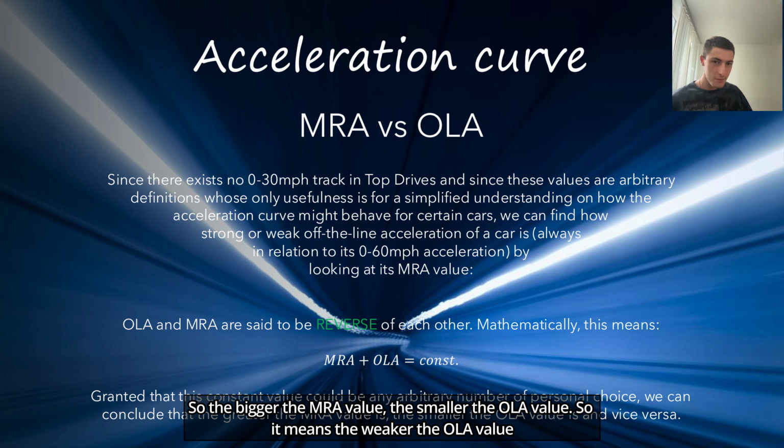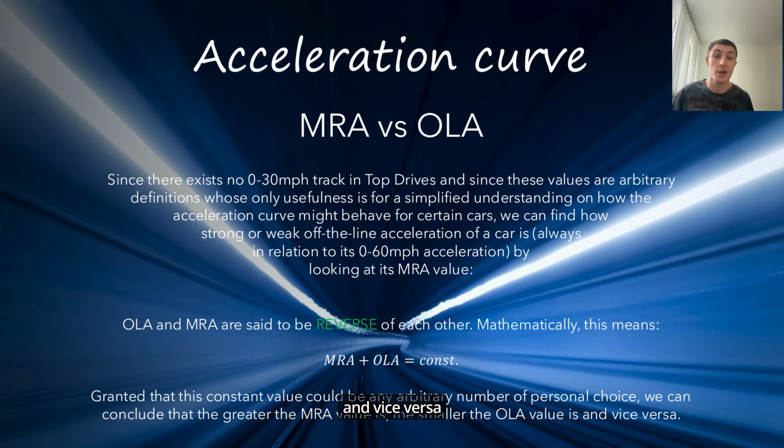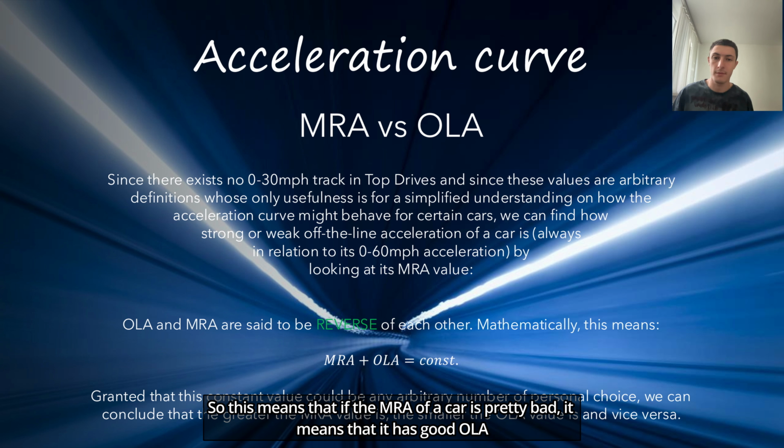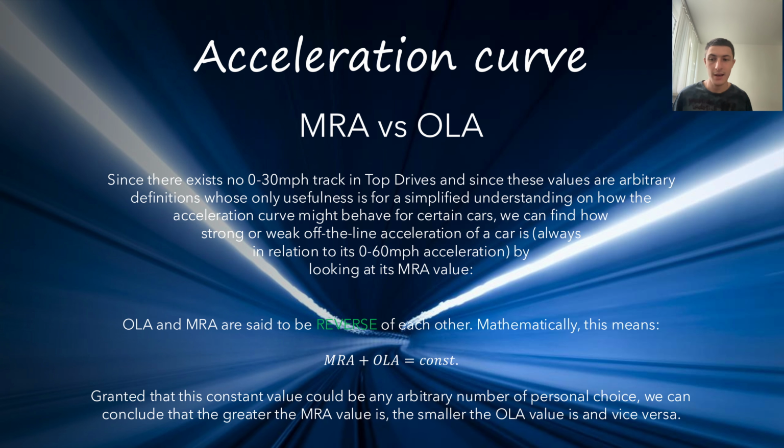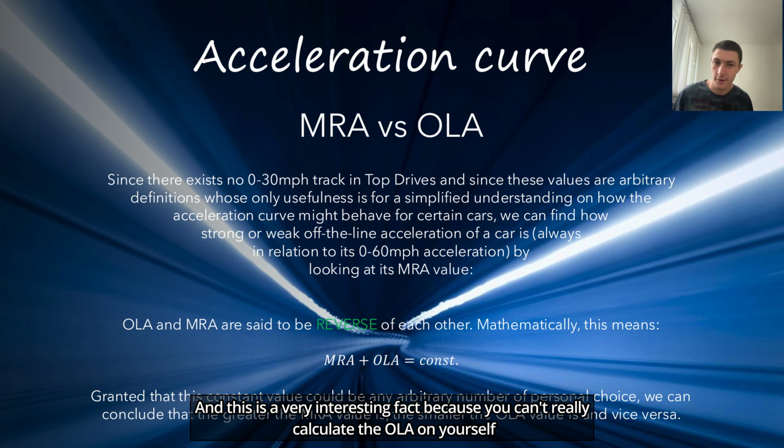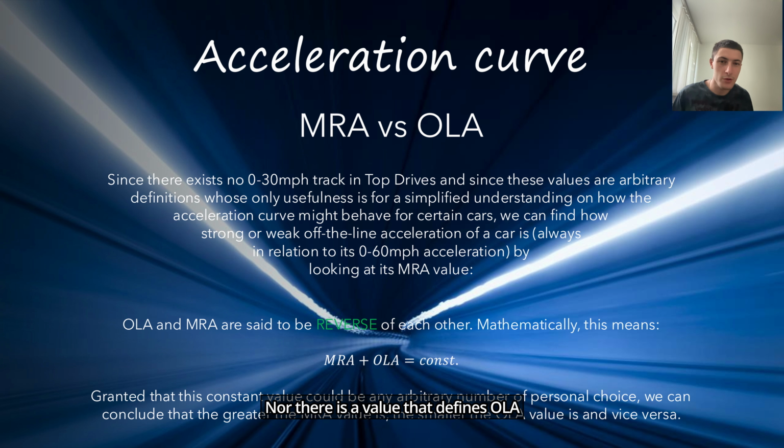So the bigger the MRA value, the smaller the OLA value. It means the weaker the OLA value, and vice versa. So this means that if the MRA of a car is pretty bad, it has good OLA. And this is a very interesting fact because you can't really calculate the OLA yourself, nor is there a value that defines OLA.